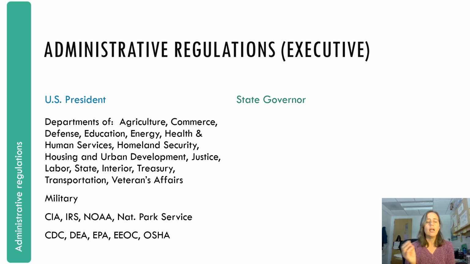And so at this level, at the executive, it's rules and regulations. These different departments and different organizations can have their own rules and regulations for how things go.